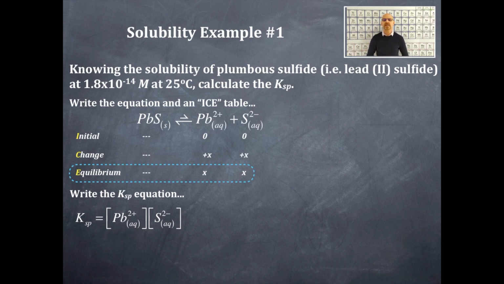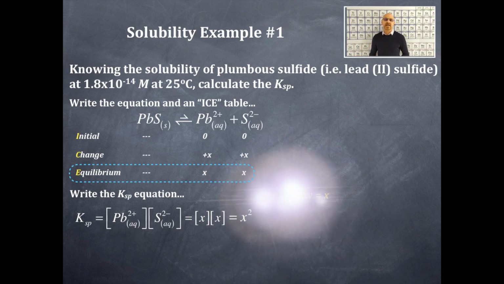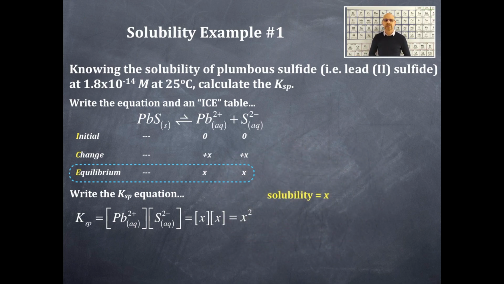Now, I am most interested in the equilibrium concentrations and those equilibrium values, because I'm going to be plugging those in. That is x and x, right? The plumbous is x. The sulfide is x, so therefore they're both x's. So we simplify this: x times x, the exponent of 1 and the exponent of 1, we add those together, and we get x squared. So what is x? x is actually the solubility.